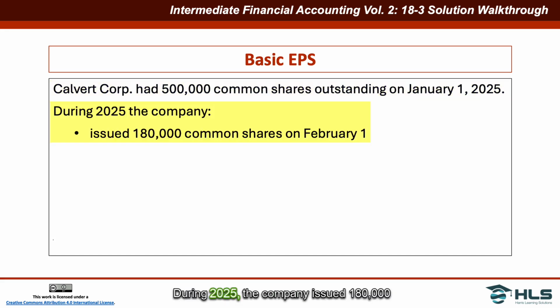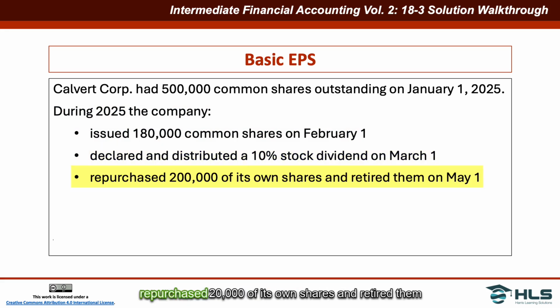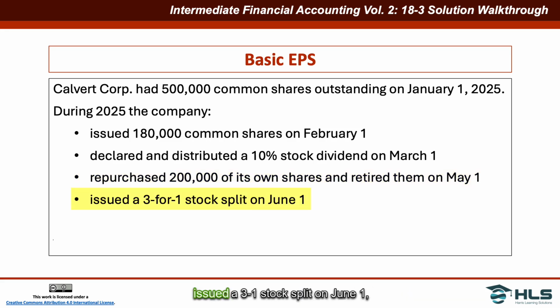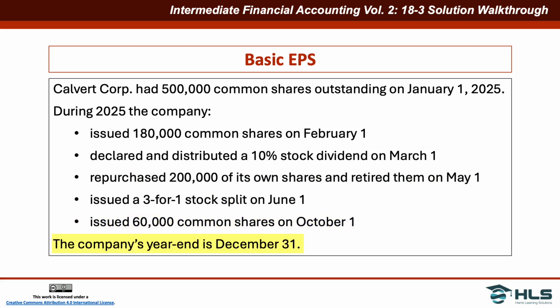Calvert Corp had 500,000 common shares outstanding on January 1st, 2025. During 2025, the company issued 180,000 common shares on February 1st, declared and distributed a 10% stock dividend on March 1st, repurchased 20,000 of its own shares and retired them on May 1st, issued a 3-for-1 stock split on June 1st, and then issued 60,000 common shares on October 1st. The company's year-end is December 31st.